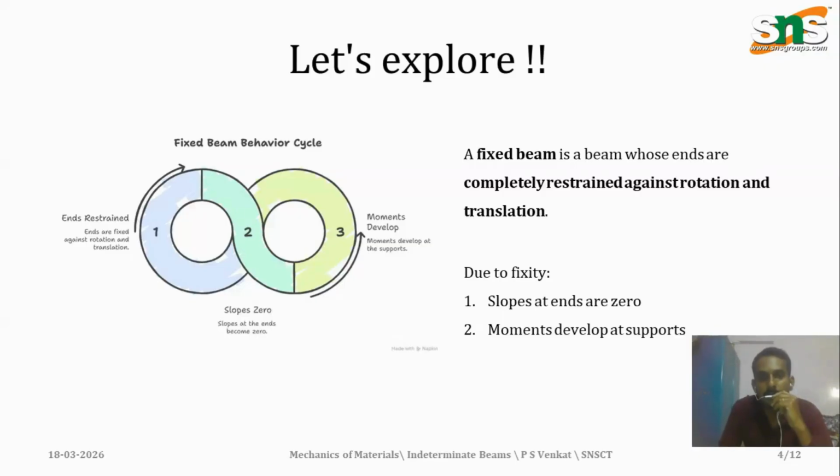So let's explore. A fixed beam is a beam whose both ends are fixed, which means completely restrained against rotation and translation. The beam cannot rotate at the supports, and the beam cannot move vertically or horizontally. Due to this restriction, the slope at both ends becomes zero and moments develop at supports. The important insight is, unlike simply supported beams where moment is equal to zero at the support, fixed beams have moments at the supports. So fixed beams behave differently and are more rigid when compared with simply supported beams.